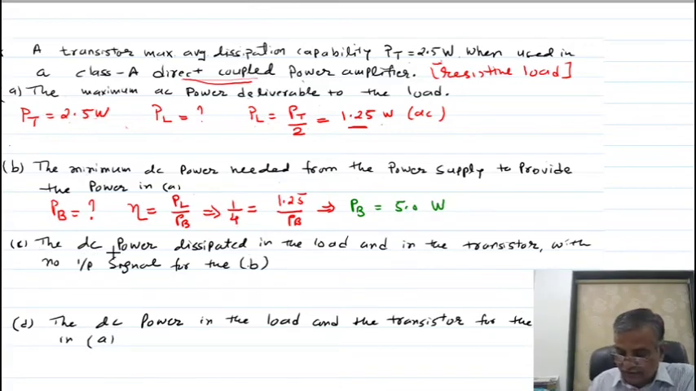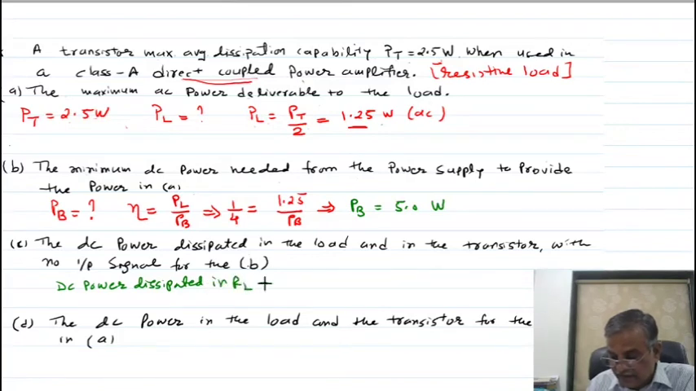C. The DC power dissipated in the load and in the transistor when no input signal is applied. When the input signal is not applied, how much power is in the load? We have already studied that the DC power dissipated in RL is half of PB.